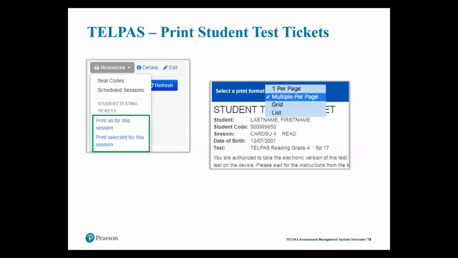And here are the different formats in which to print. You can print one per page, multiple students per page, and you even have a grid or a list view to print your student test tickets. And again, these will have the username and passwords that the students will need to log in and start taking their test. They'll log into TestNav with the student test tickets that you provided for them.